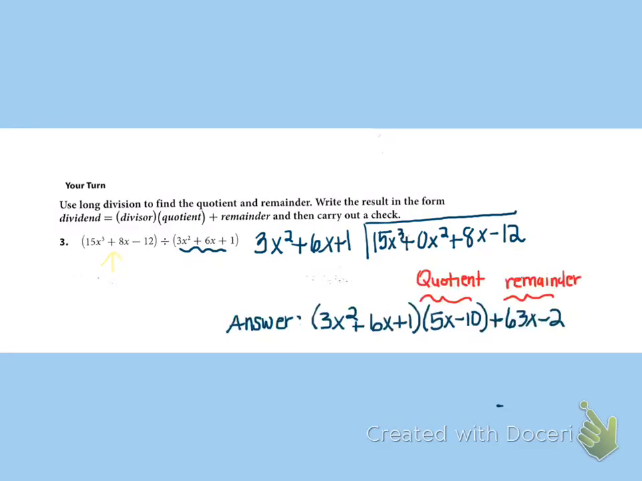All right, thanks for giving that a try. Here is the answer. You can see that the quotient was 5x minus 10. The remainder was 63x minus 2. And then to write it in that form that we talked about, it would look like this.